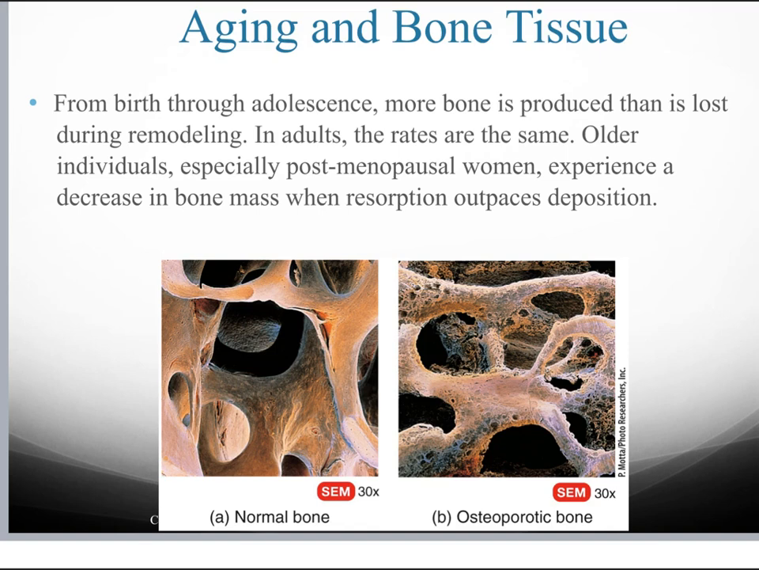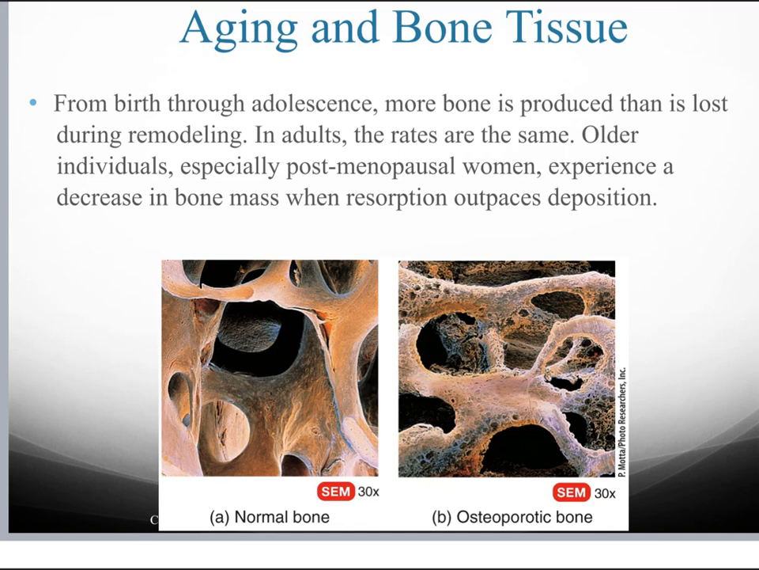The last thing we talk about is aging and bone tissue. From birth through adolescence, more bone is produced than is lost during that remodeling phase. In adults, the rates are about the same, so osteoblast activity equals osteoclast activity. However, in older individuals, especially postmenopausal women, because their hormone levels, especially estrogen, drop, they experience a decrease in bone mass. Basically, resorption is outpacing deposition, which means that osteoclasts are outpacing the osteoblasts. So what do you get?